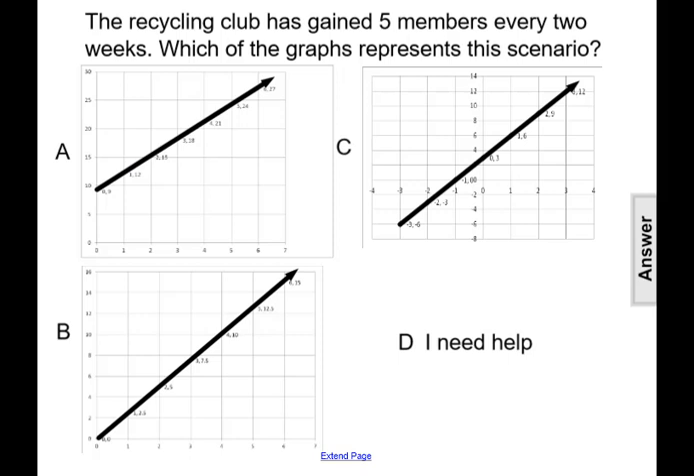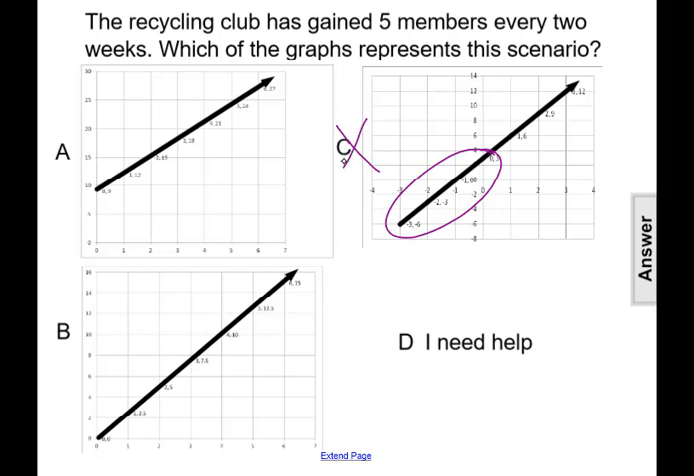Now all 3 graphs show that, but we can automatically eliminate graph C because although the movement is increasing, as x increases, y increases, we're starting out with negative values. We're in the negative quadrants on our graph, and there can't be a negative amount of weeks or a negative amount of members gained. Your lowest amount could be 0. So graph C is not a good representation of the scenario.